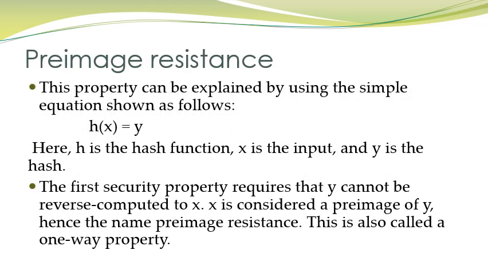Then the third property of hash function is pre-image resistance. This property can be explained by using a simple equation. You can see the equation in the figure. There is an equation or function h. H is the hash function, and if we give the input value x to this hash function, this hash function will produce the output value y. H is the hash function, x is the input, and y is the hash output from this function.